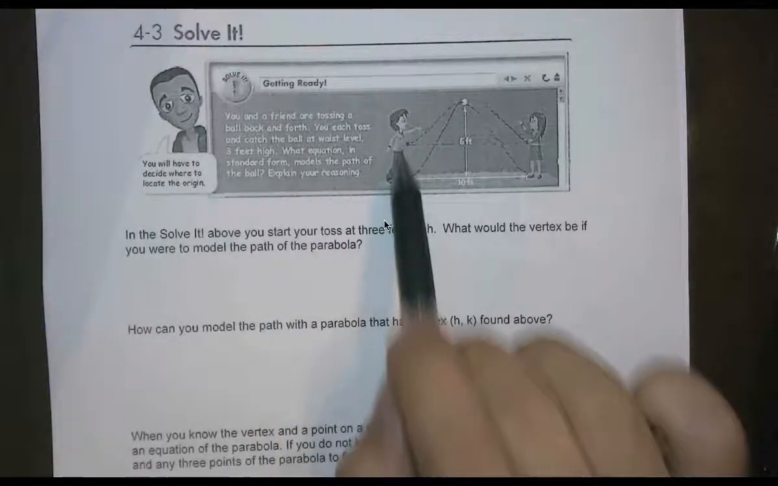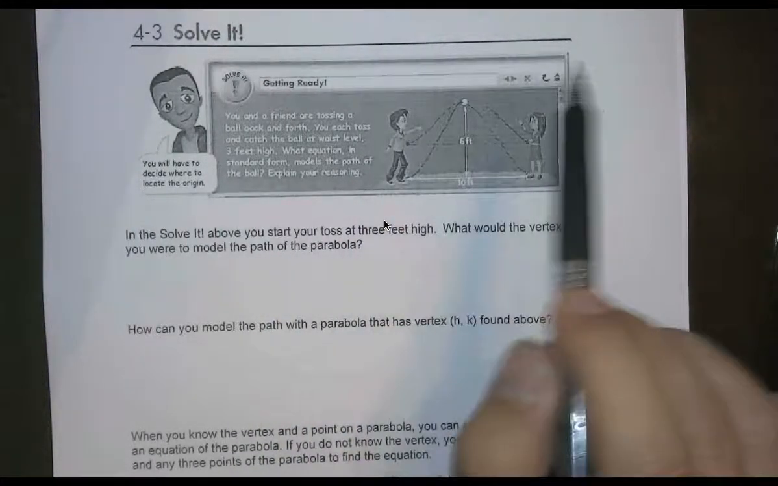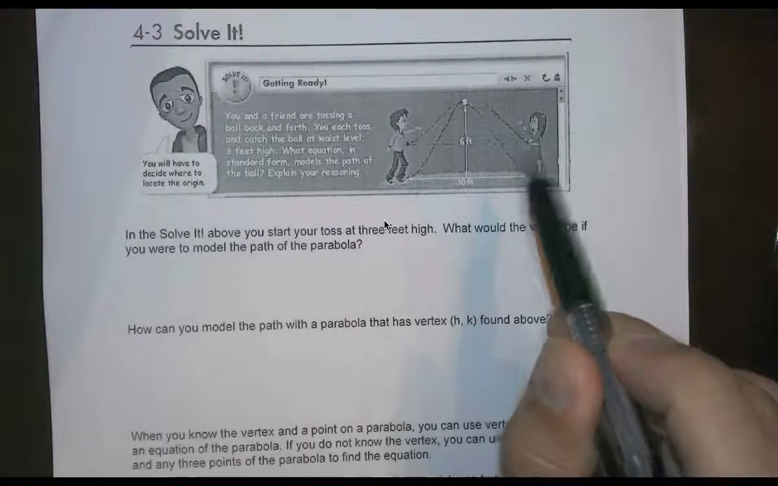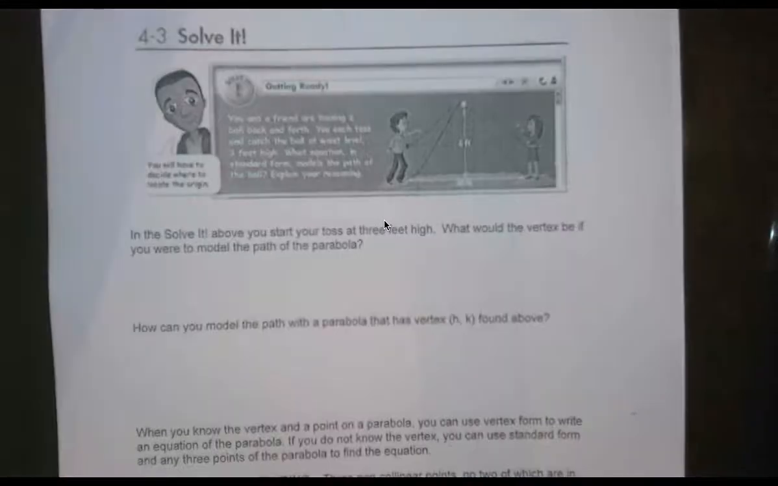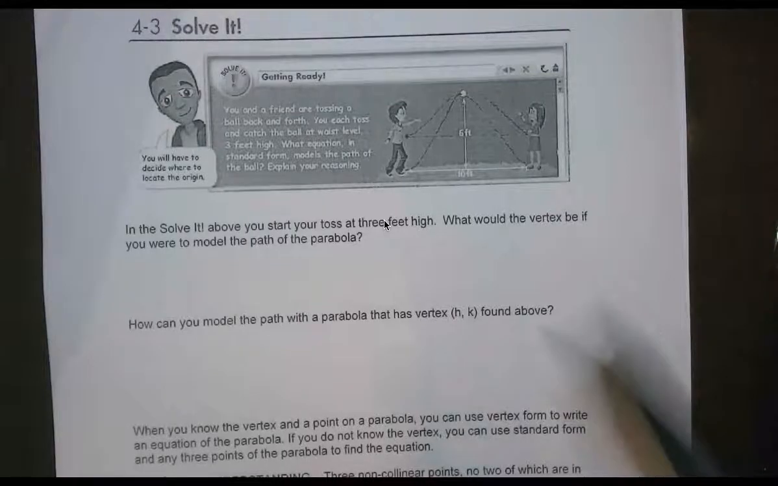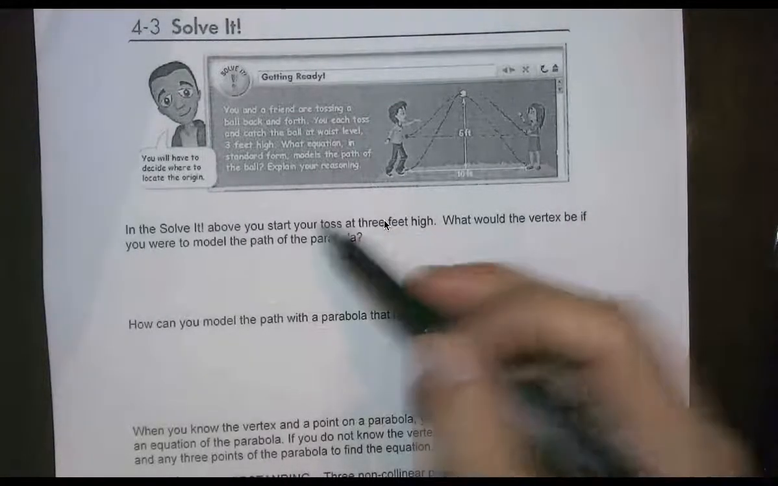Well, let's start off by saying that these two are actually pretty small if we think about this, or no, their waist is about 3 feet, so they're actually sized pretty normally. What would the vertex be if we had to model the path of the parabola?